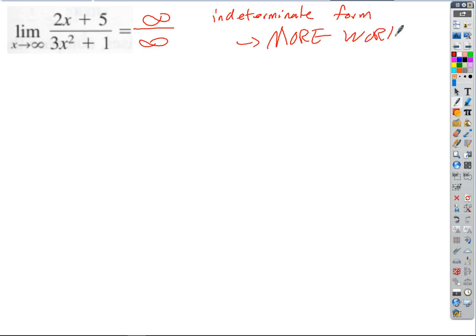So we need some more work to resolve the indeterminacy, okay? So what's our work going to look like? Well, more work means algebra. We've got to do something inside the limit to make it look different so that it's no longer indeterminate, right? We are going to come up with a very simple rule that's going to allow us to avoid any work on these, but we're not there yet. So for now, we've got to somehow resolve this. Any suggestions?